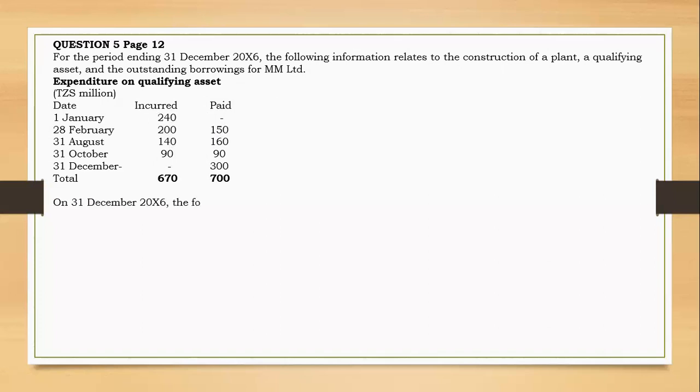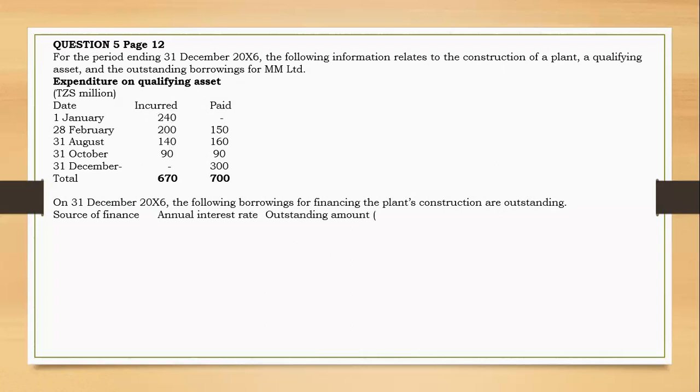So on the 1st December 2026, for the end of the year, the following borrowings for financing the plant construction are outstanding. Source of finance and annual interest rate, as well as the outstanding amount, given in millions. We had an 8 years secured loan, 13%, and the outstanding amount 250 million. Debenture 10%, 150 million. Bank overdraft 20%, 80 million, and other debts 11%, 100 million.